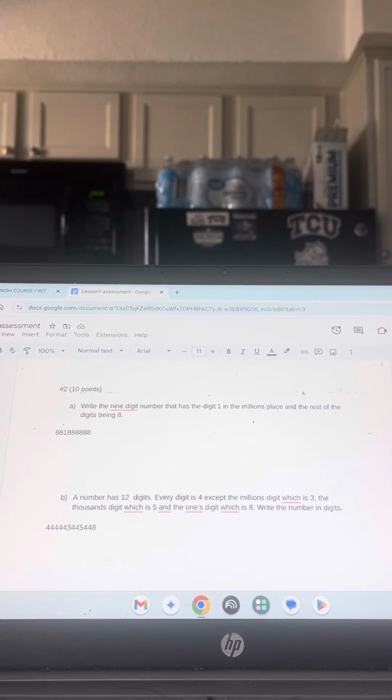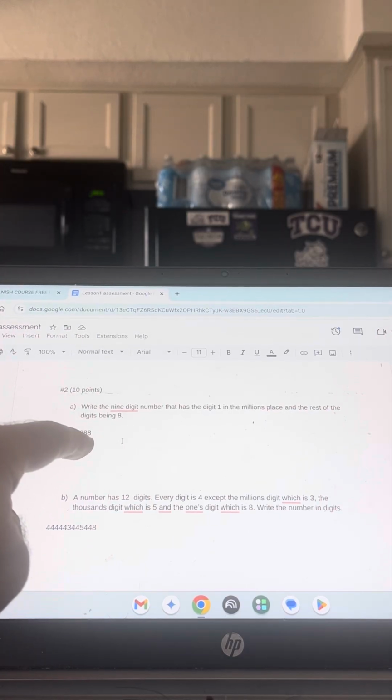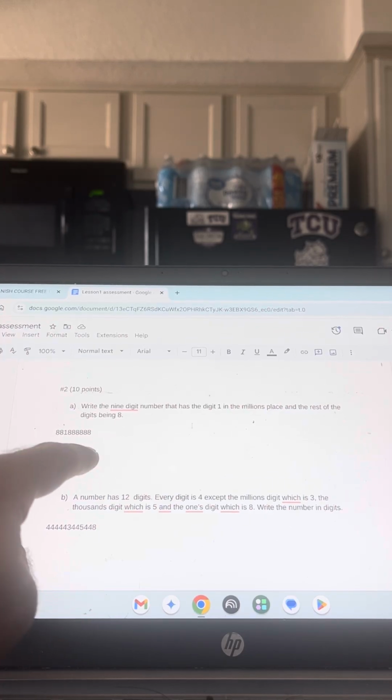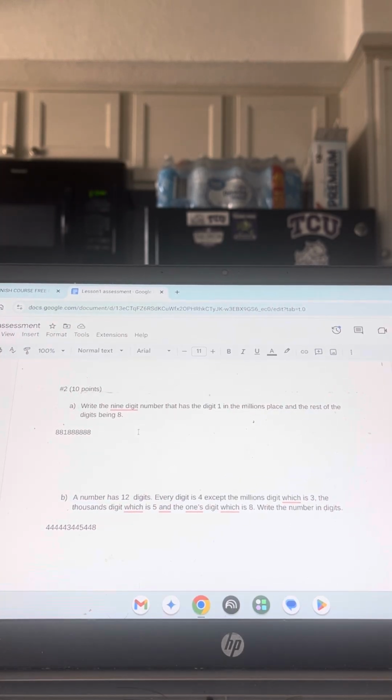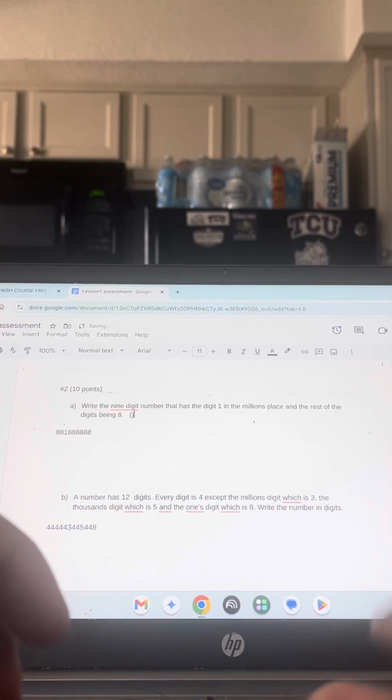Let's look at number 2 now. Write the 9-digit number. Okay, you write 9 digits. 1, 2, 3, 4, 5, 6, 7, 8, 9. Good. That has the digit 1 in the millions place. Well, ones, tens, hundreds, thousands, 10,000, 100,000, millions. Good. You put the digit 1 in the millions place. That's good. And the rest of the digits being 8. Good. Part A is correct. I'll give you 5 points full credit for part A.